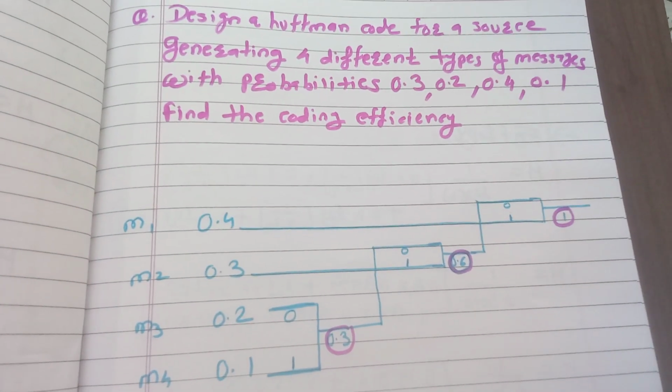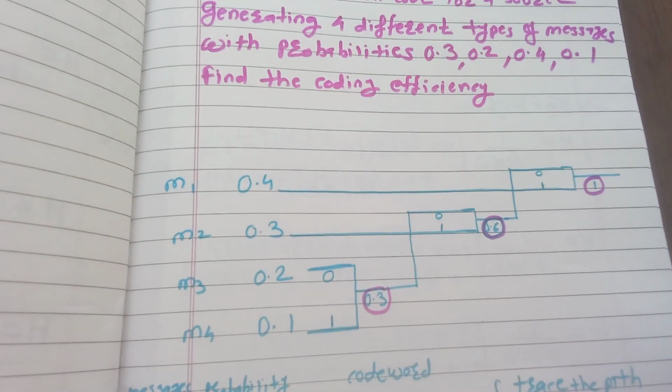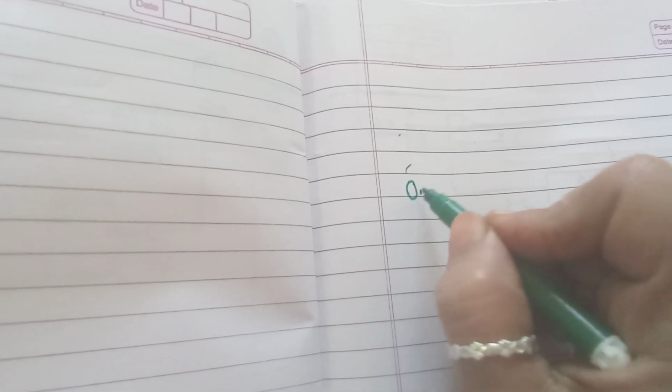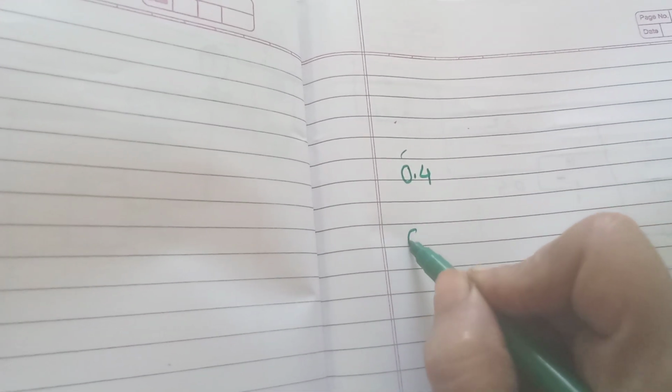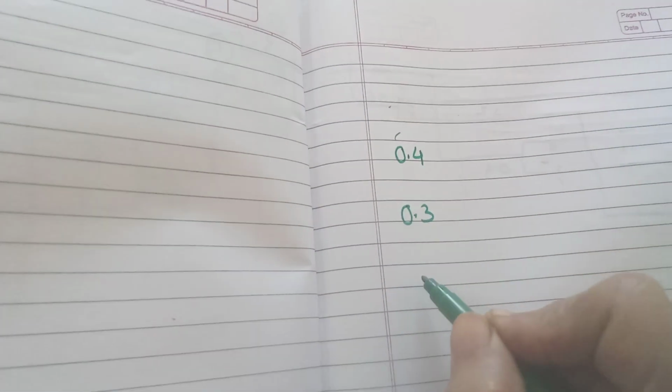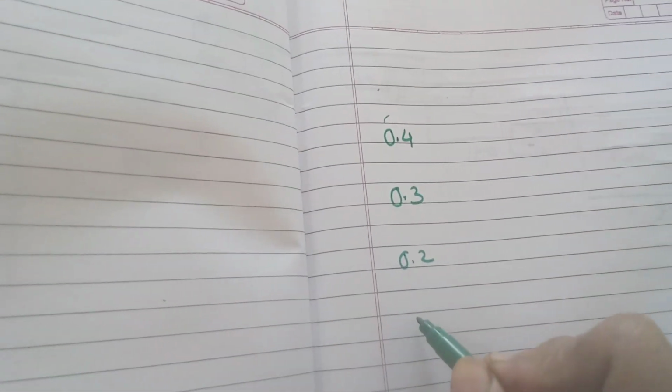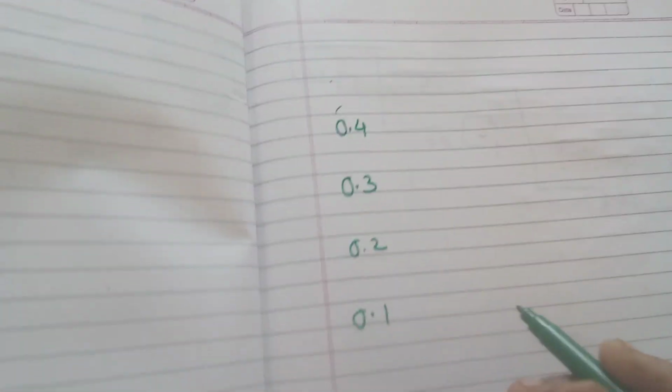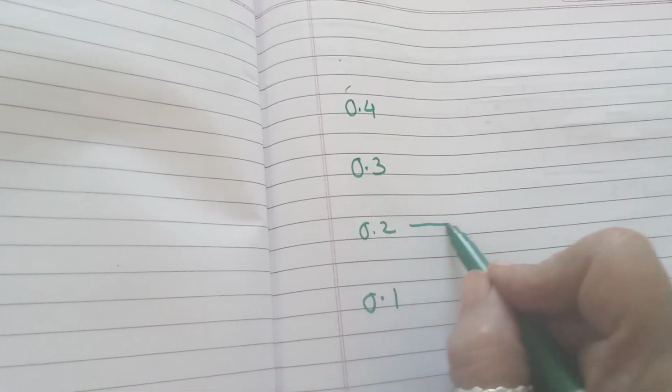So let us solve this example. The probabilities given are 0.4, 0.3, 0.2, 0.1. That means 0.4 is highest, then 0.3, 0.2, 0.1. So you have to arrange 0.4 on the top, then take some space, then 0.3, then 0.2, 0.1. So add these two probabilities.